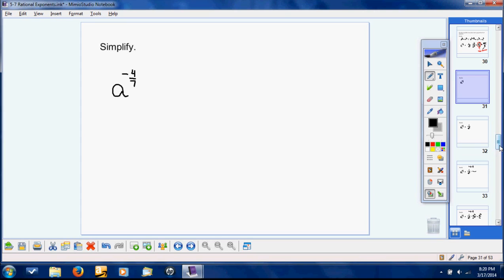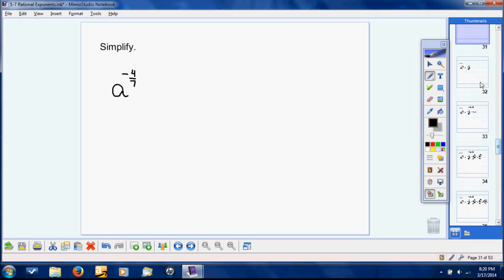Okay, so everybody knows the first step is to, that's right, you put it 1 over a to the 4/7. So we have a to the negative 4/7 is 1 over a to the 4/7.